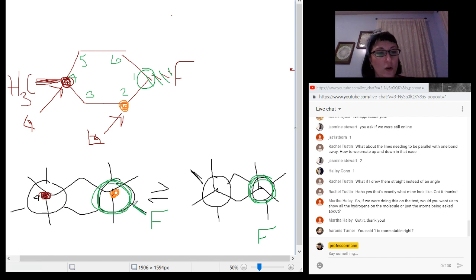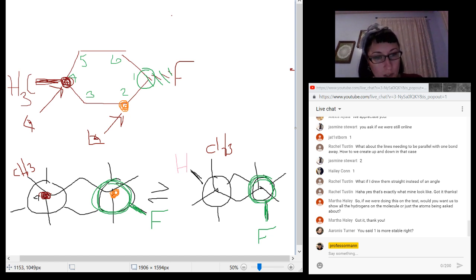So here I have one in the equatorial position because it's pointing out at the sides. And this one I have in the axial position because it's pointing straight down, right? And the one there on carbon 4, the methyl group, is pointing up. So that's kind of how you do these. And then everything else gets hydrogens on it, presuming there's nothing else on it. In this case, there's not.